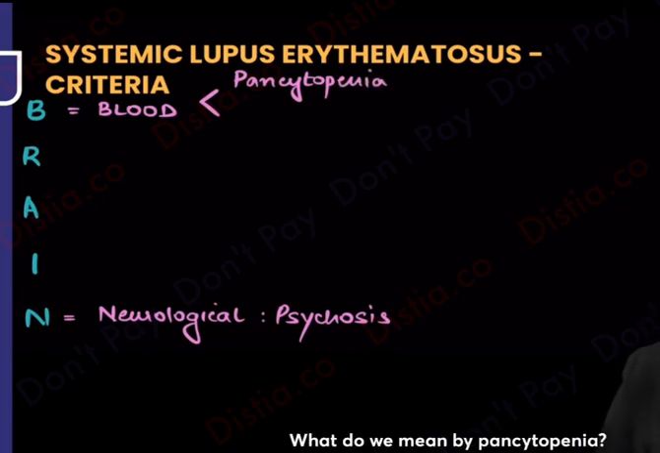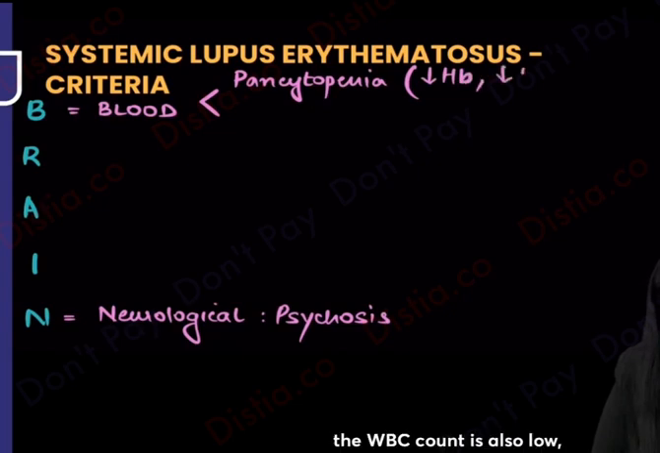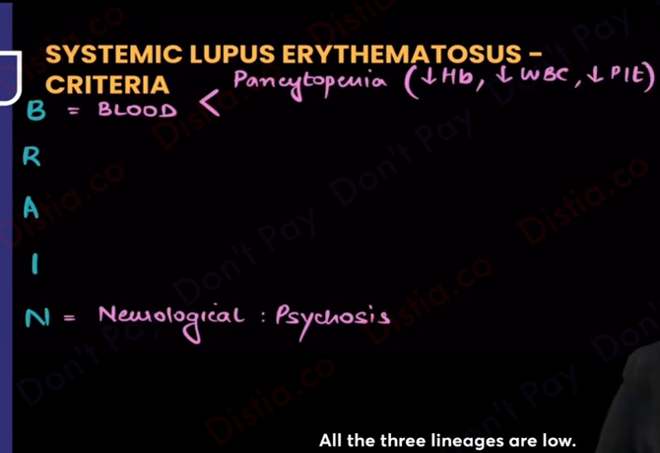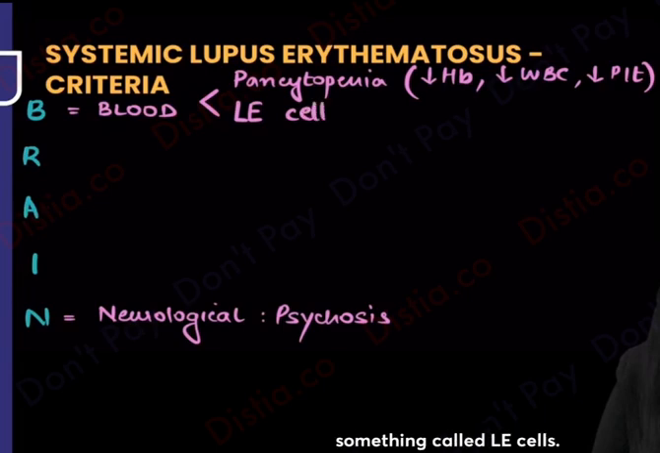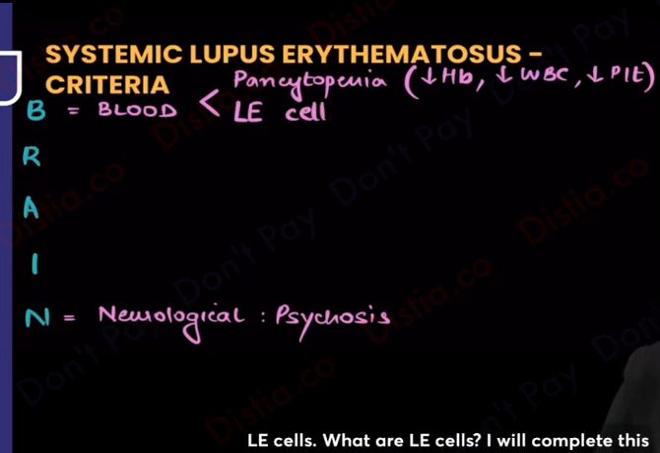Pancytopenia. What do we mean by pancytopenia? Pancytopenia means the hemoglobin is also low, the WBC count is also low, the platelet count is also low. All the 3 lineages are low. Pan, everything is low. And in the blood, we also see something called LE cells. I will complete this and I'll show you a picture and explain the full pathogenesis. For now, learn that in the blood you see a cell called LE cell.